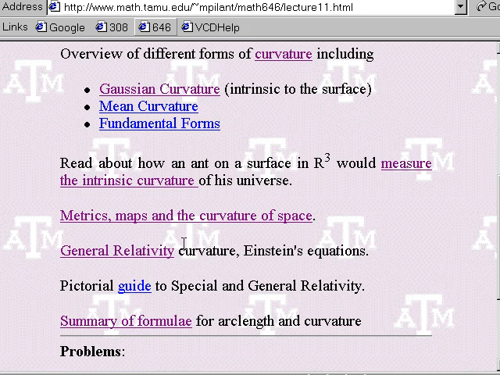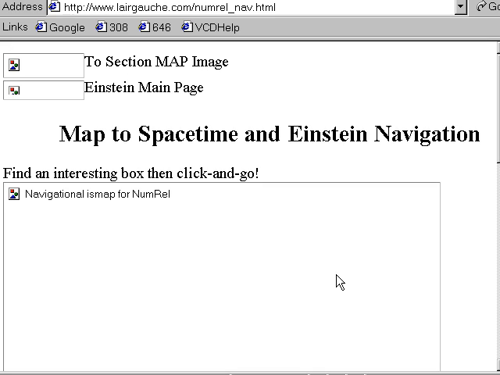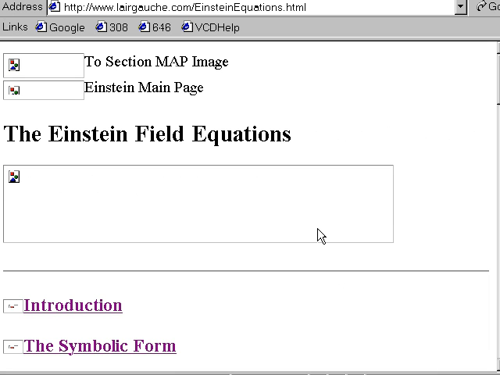Let me see if I can find a better formulation of it. Because the Einstein equations essentially predicted black holes and other things that were just discovered shortly after 1917. I found a really nice reference, it's called a map to space-time in Einstein in navigation. So it's just a visual front end to here.